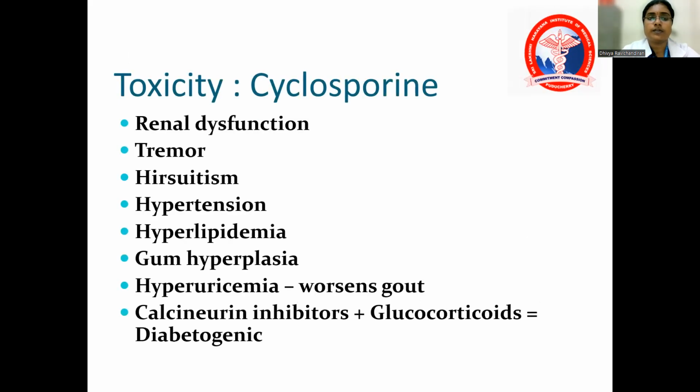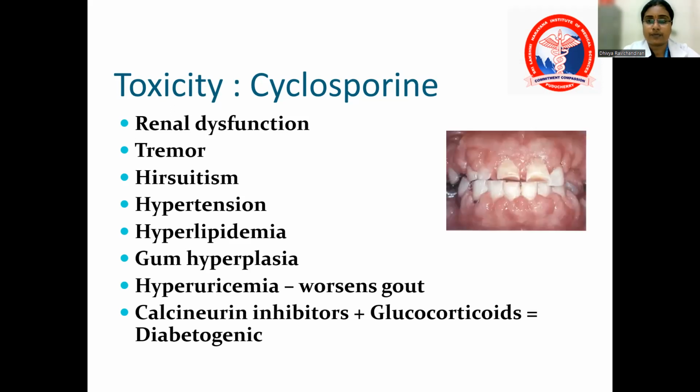The toxicity of cyclosporin includes renal dysfunction, tremor, hirsutism, hypertension, hyperlipidemia, gum hyperplasia, and hyperuricemia, which worsens when the patient is having gout. Calcineurin inhibitors plus glucocorticoids, when given together, are highly diabetogenic. This is a picture of gum hypertrophy.